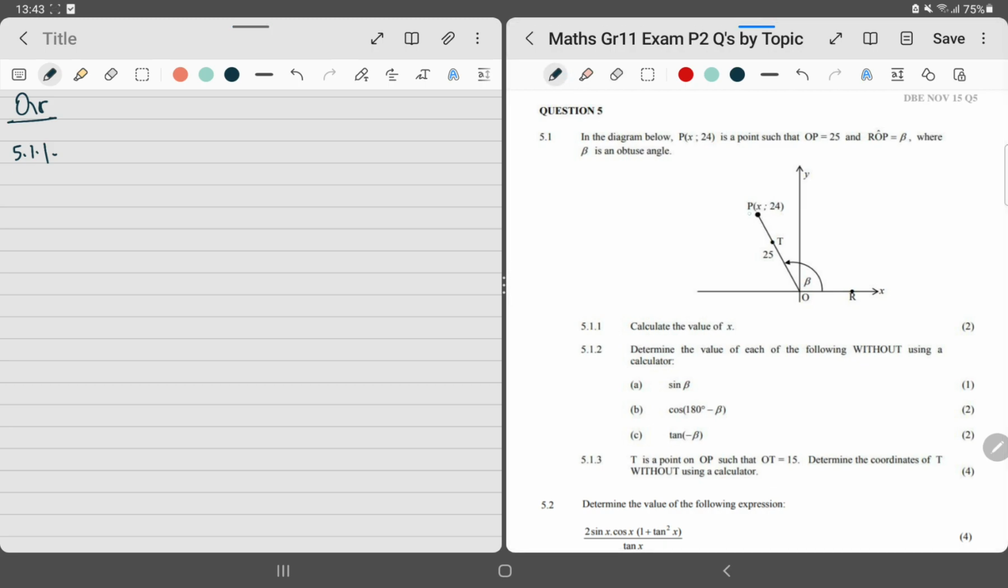So we just have to extend that and we form a right-angled triangle. So x squared plus y squared is equal to r squared. X is what we are looking for, and then y is 24, and then r is 25 squared. X should be equal to the square root of 25 squared minus 24 squared. So I'm getting minus 7.